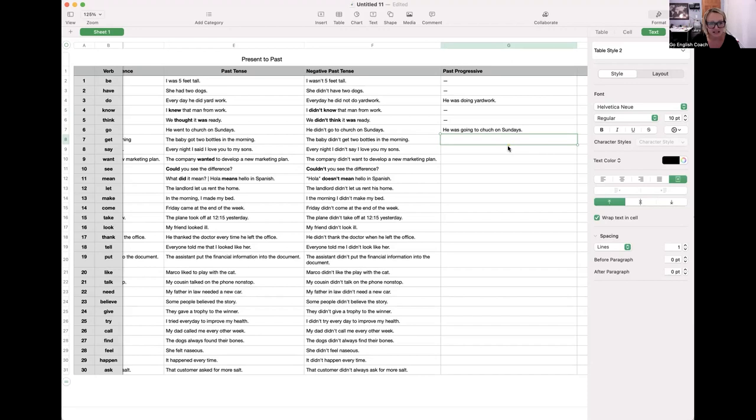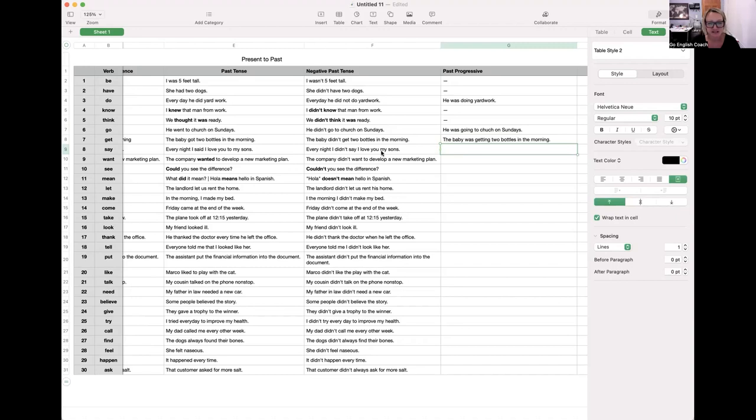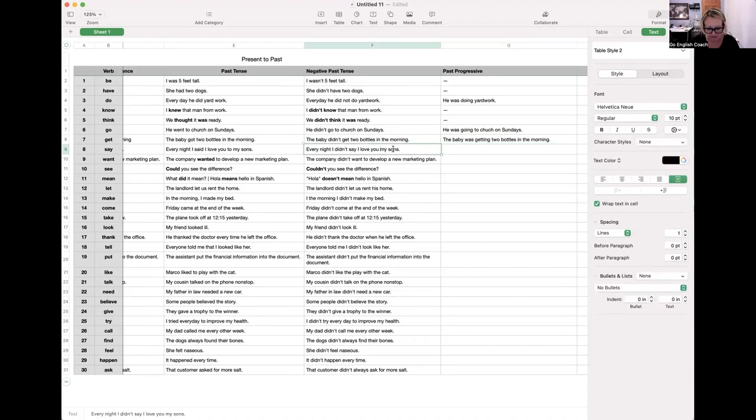Every night I said, I love you to my sons. I skipped one. The baby got 2 bottles in the morning. Let's see. So some of this, the baby was getting 2 bottles in the morning. So maybe for 2 weeks, the baby had 2 bottles in the morning and now no more. Okay. Every night I didn't say I love you to my sons. I was saying, I love you to my sons. And then you could even add when something happened, okay? I'll just leave it like that.